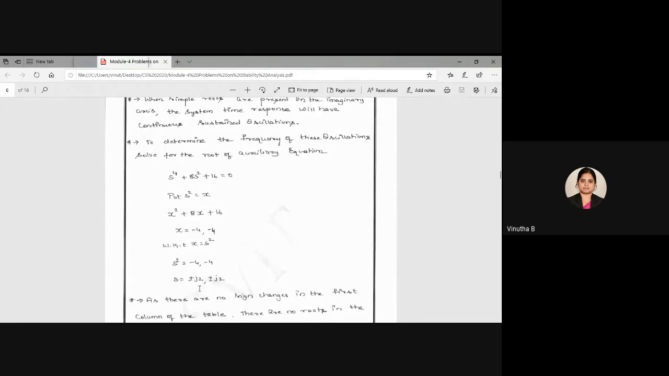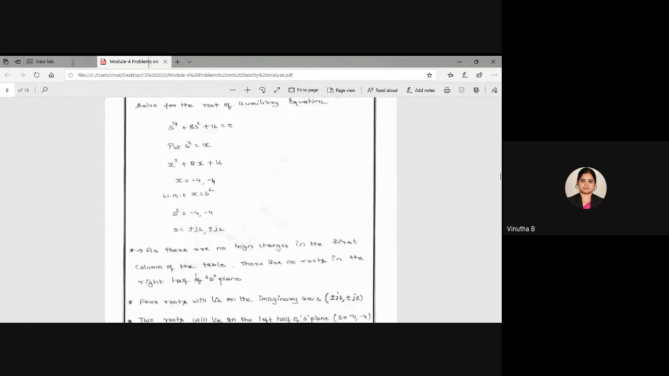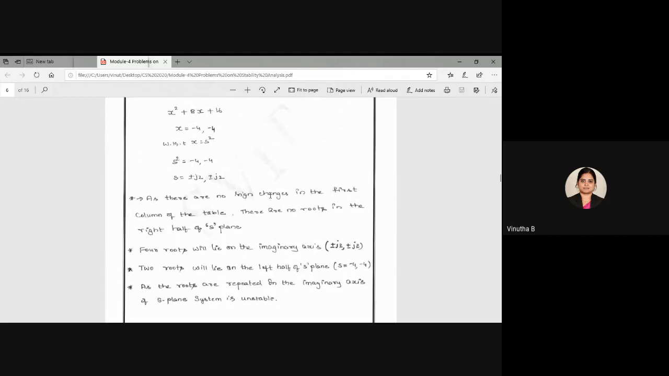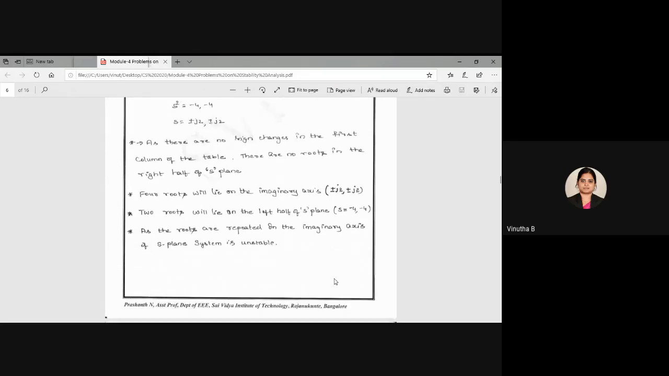So now if you observe, there are repeating poles on the imaginary axis. As there are no sign changes in the first column of the table, there are no roots in the right half of S plane. So four roots will lie on the imaginary axis: plus j2, minus j2, plus j2, minus j2. Though they are present on the imaginary axis, you can see that they are repeated. So you are getting repetitive poles on the imaginary axis. Four roots will lie on the imaginary axis. Two roots will lie on the left half of S plane. As the roots are repeated on the imaginary axis of S plane, the system will become unstable.